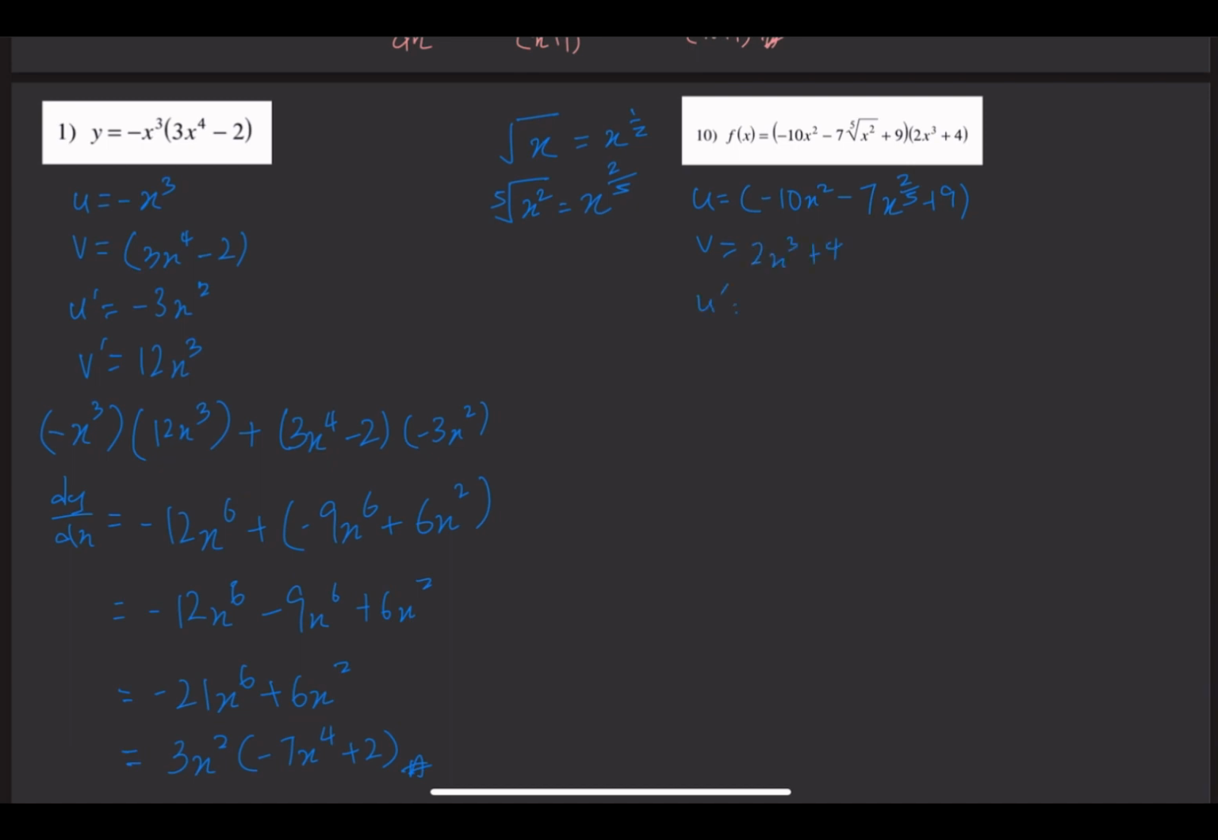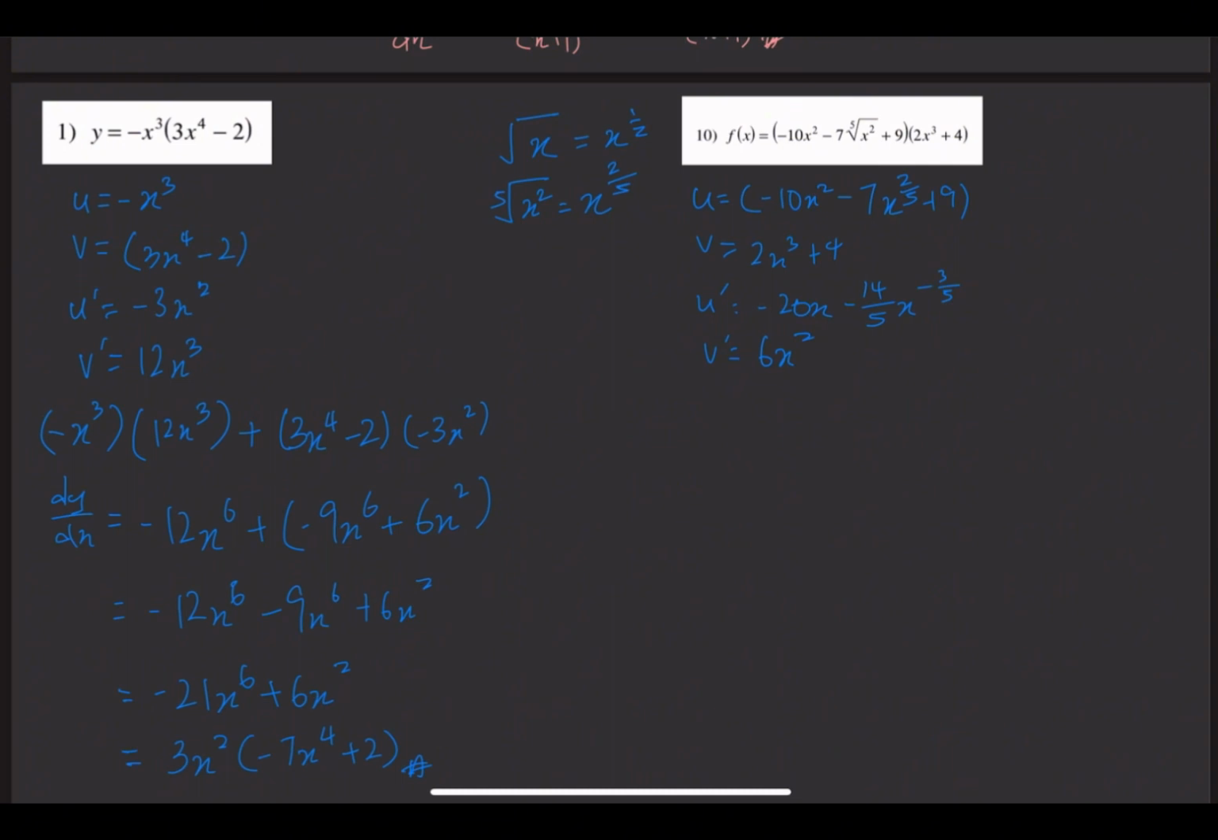Right, then u prime, negative 7 multiplied by 2 over 5, you get negative 14 over 5 x. Then 2 over 5 minus 1, you get negative 3 over 5, and that's it. For v prime, you get 6x squared. Yeah, and that's it.